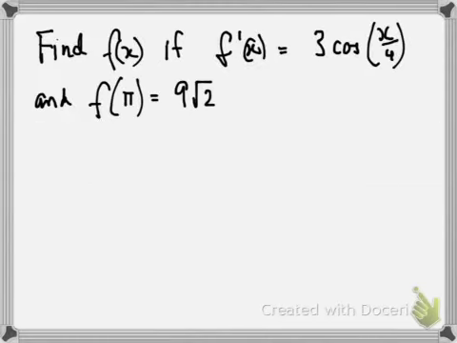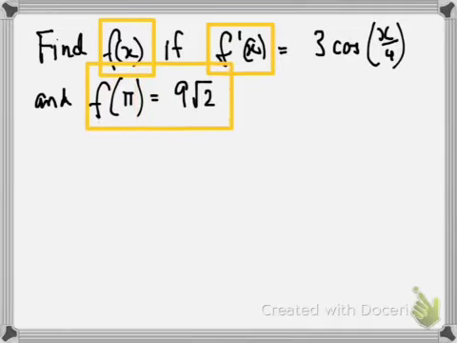Next question. Find f of x if f dash of x equals 3 cos x over 4 and f of pi equals 9 root 2. So here we are starting to get to a real typical exam standard question. To find f of x given f dash x, we've got to integrate, because remember the whole point of integrating is going from derivative back to original function. And we will end up using that to find our value for c, our plus c at the end.